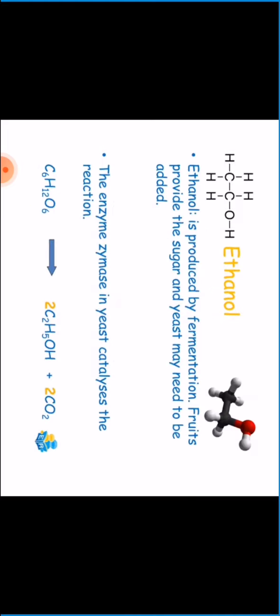If we look specifically at ethanol, we can see here we have our structure of two carbons, hence the word ethanol. Ethanol is produced by a process known as fermentation. As you can see down here, we have our process of fermentation, where we have sugar or glucose breaking down to form our ethanol and carbon dioxide. This process occurs with yeast, and the enzyme zymase in yeast is what catalyzes the reaction and pushes it to go to completion.